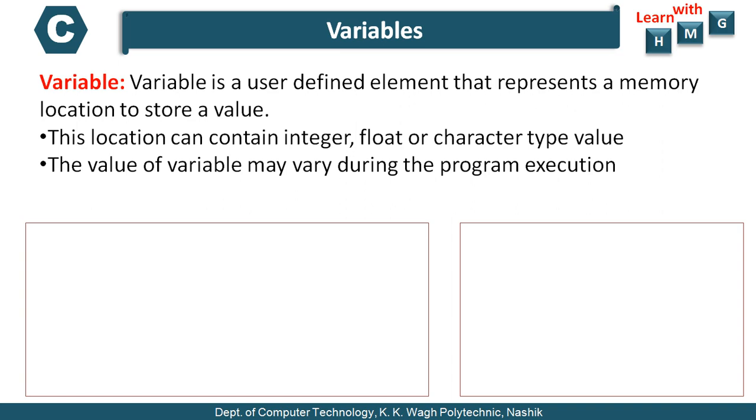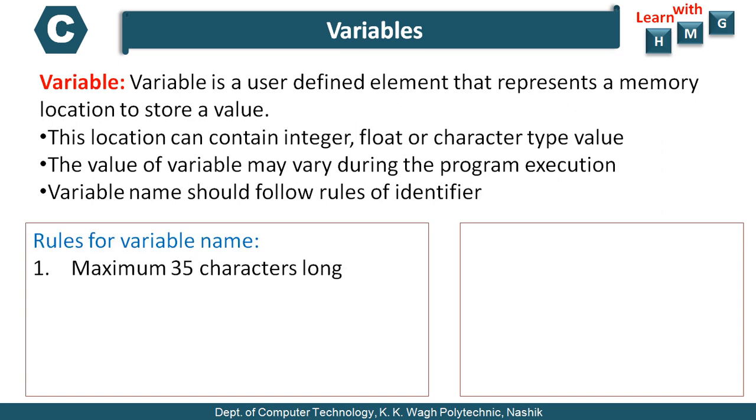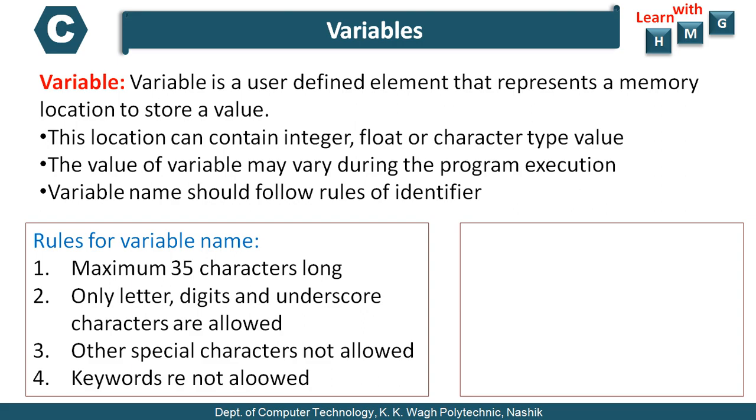So a variable name should follow the rules of an identifier, and what are the 4 rules we have studied that should be followed? Again I will repeat here: maximum 35 characters long, only letters, digits and underscore characters are allowed, other special characters are not allowed except underscore, and keywords are not allowed as a variable name. So these are the 4 rules for an identifier. The same rules are applicable for the variable name also.